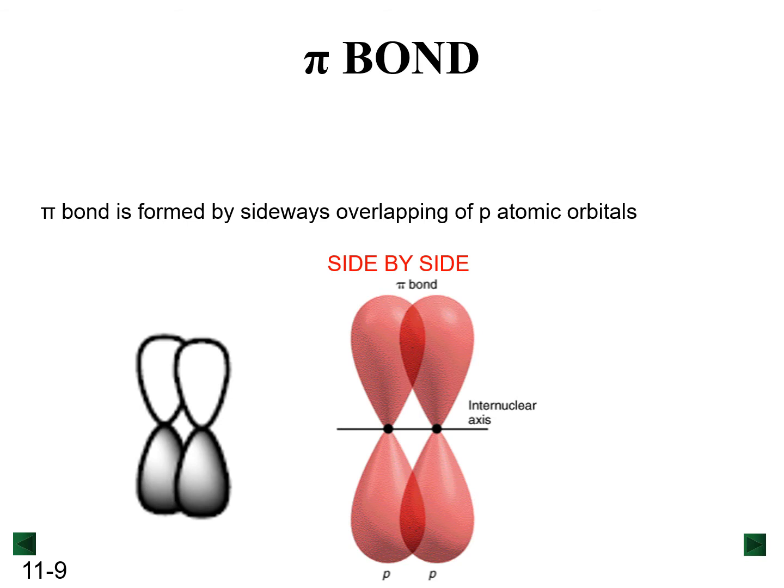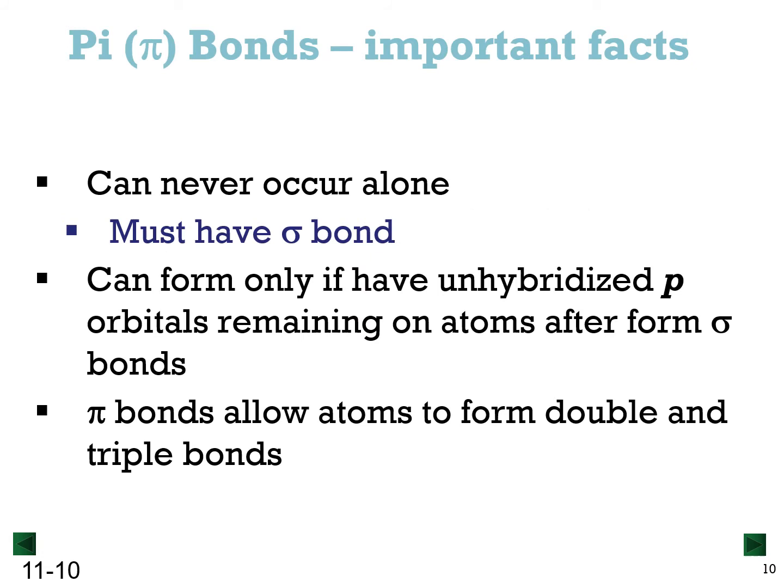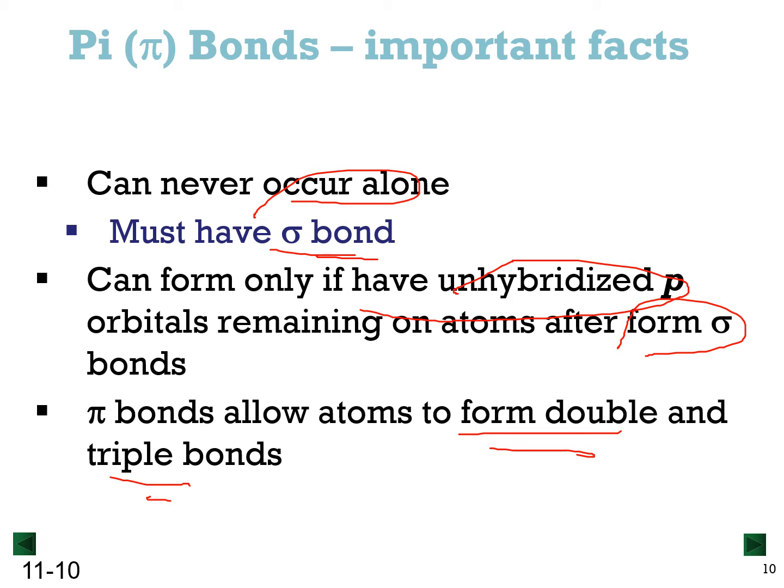A p orbital overlaps side by side, forming a pi bond. Okay, here are some facts about pi bonds. First, it can never occur alone. It must have a sigma bond, and it can form only if there is an unhybridized p orbital remaining on the atom after forming sigma bonds. And pi bonds allow atoms to form double and triple bonds.